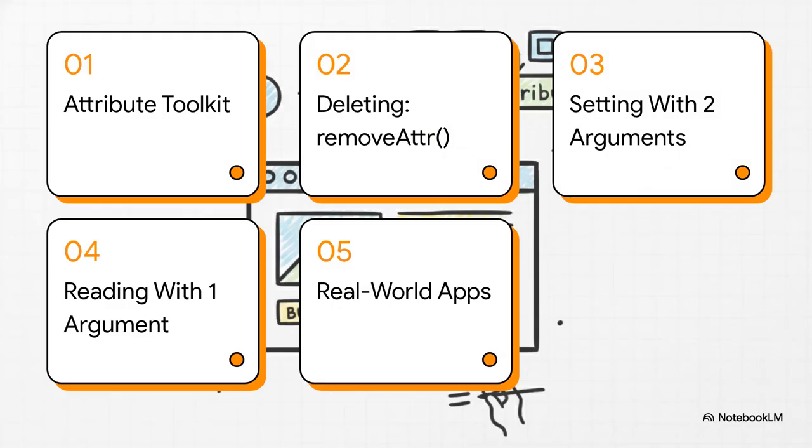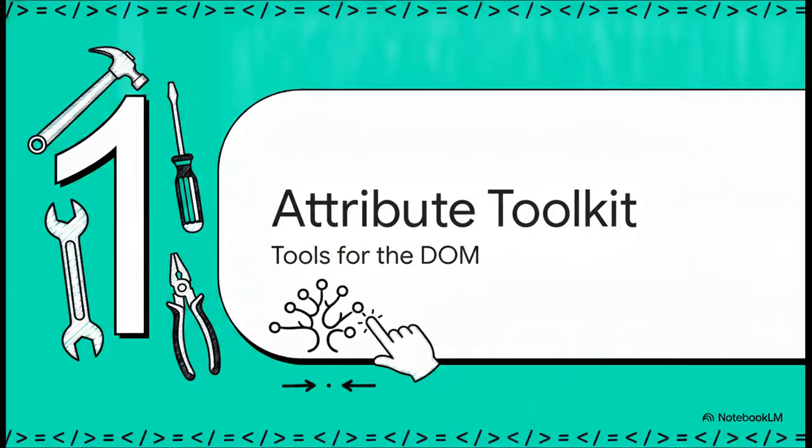Okay, let's dive into this with a quick look at our roadmap. We'll kick things off with the attribute toolkit, then move into deleting with remove attribute. From there, setting with 2 arguments, reading with 1 argument, and we'll wrap the whole shebang up with some real-world applications. Starting with Section 1, the attribute toolkit.